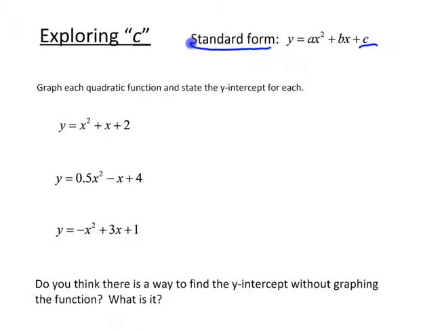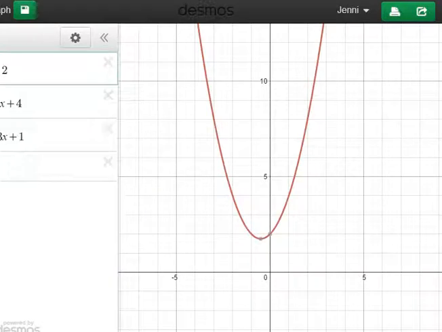On this first one, c has a value of positive 2. On the second one, it's positive 4. And on the last one, it's positive 1. And so what I want to do is look at how that affects the graph. So first we're going to start by graphing this first equation. And I have it graphed for us here in Desmos.